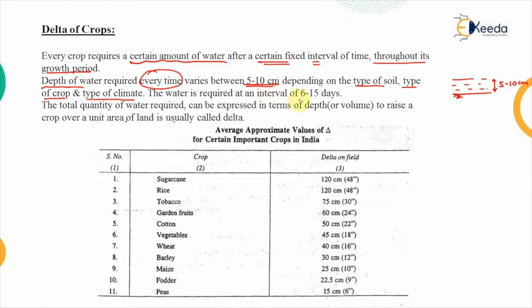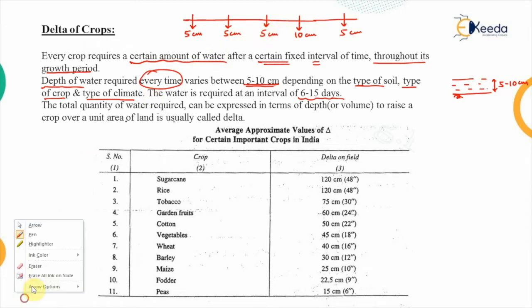And the time interval at which it is required varies from 6 to 15 days. So that means, let's say this is the time scale of the growth of the crop. At this point 5 centimeter of water was required, again 5 centimeter of water was required, again 5 centimeter of water required. After a certain time it was 10 centimeter, and again it was 5 centimeter. So this will be the amount of water which will be required at certain fixed intervals.